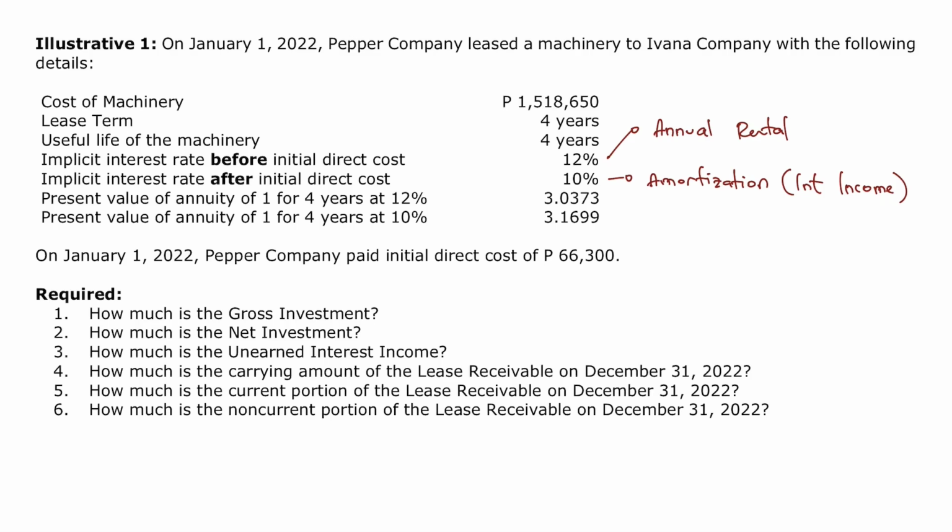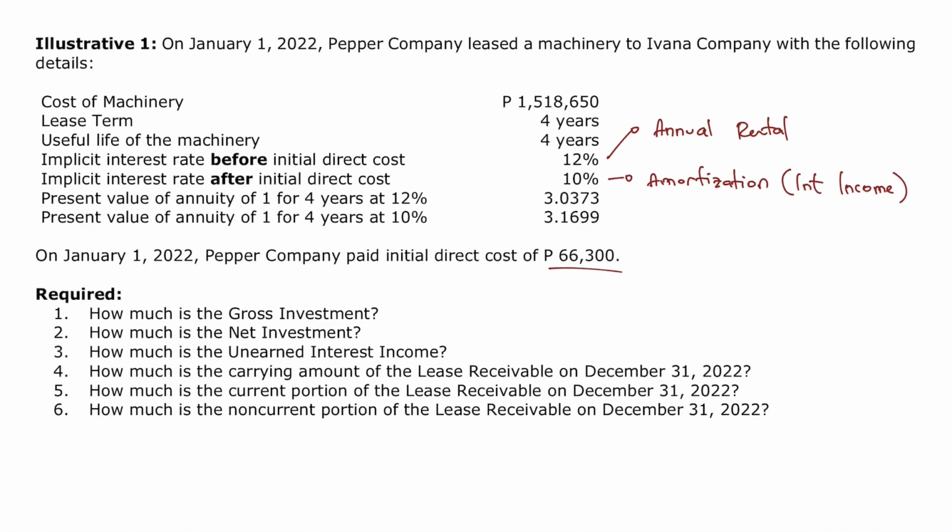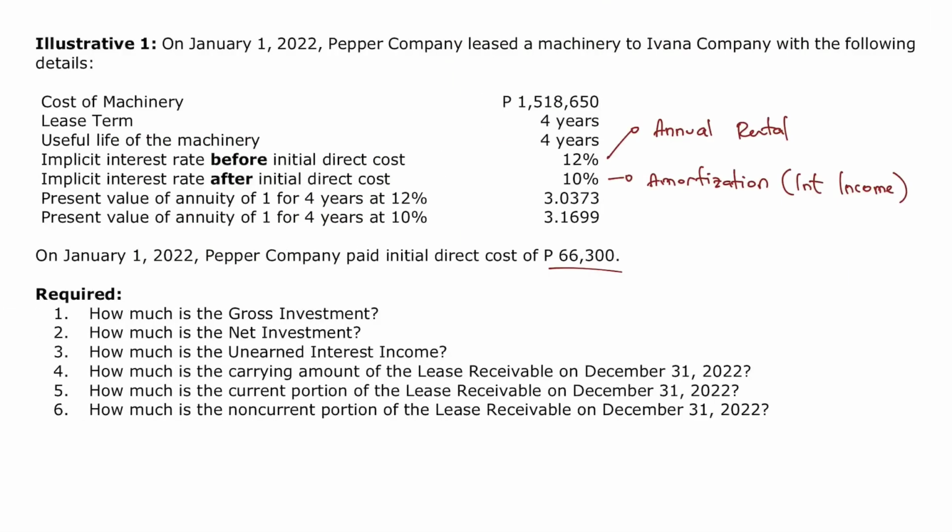And present value factors are already given. Okay? So, on January 1, 2022, Pepper Company paid initial direct cost of 66,300. So, number 1, how much is the gross investment? Very good. So, dito, compute muna natin yung annual rental. Starting with the cost of the asset, how much will be the cost of the asset? Cost of the asset, once again, is equal to 1,518,650.